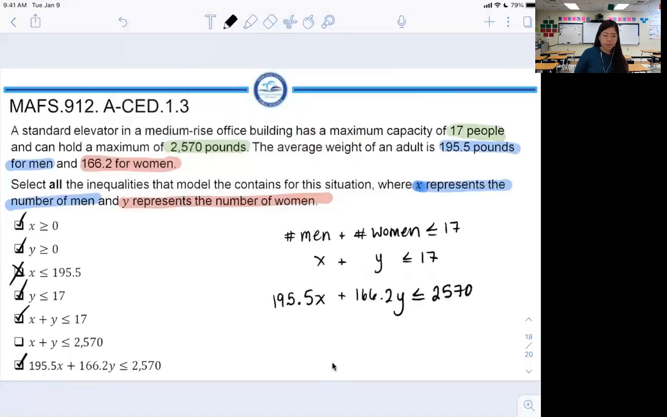So that's fine. And then finally, X plus Y is less than or equal to 2,570. That doesn't make sense because this is the number of men plus the number of women, so this would be telling me that you could have 2,570 people on that elevator, and that's not true because 2,570 is not the number of people, it's the number of pounds of people. All right, so the answers were A, B, D, E, and G.